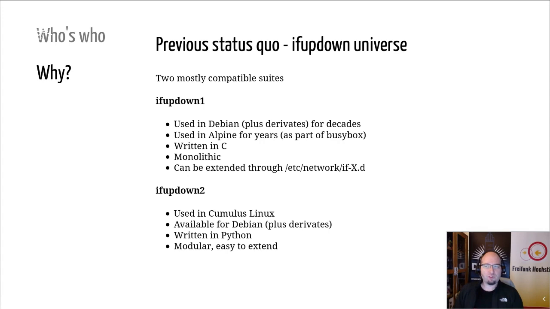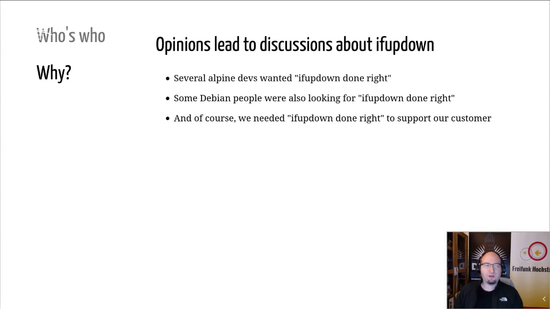Okay, so some opinions led to discussions about what to do. Some Alpine developers already wanted ifupdown done right. Some Debian people were looking for this too, as I've heard. And of course, we needed something like this to support our customer. And if it's something like ifupdown done right, it would be nice because it would be a drop-in replacement.